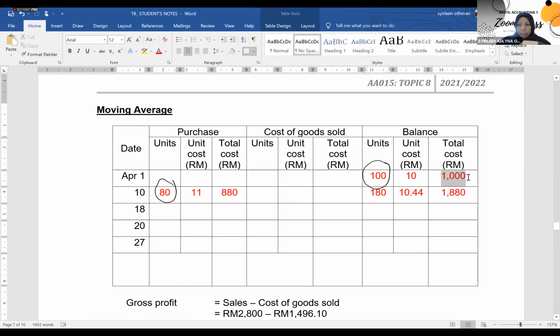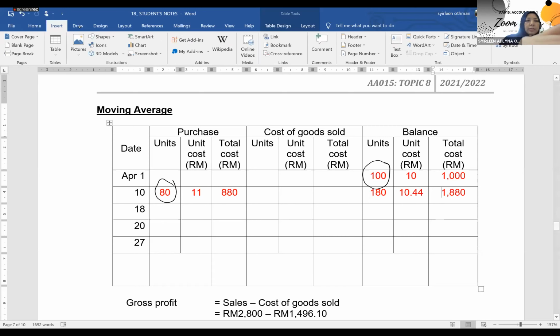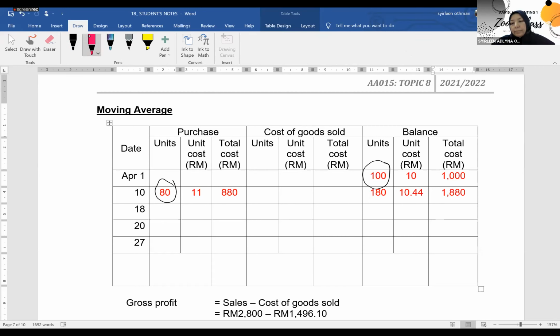1000 tambah 880. So this one is actually taken from the additional amount saja, bukan darab. So ini ialah 1000 plus 880. Kalau you darab, jawapan you akan lari ya. Dan bila lari dia akan salah sampai bawah lah. You kena faham ya. Kita tak darab, kita cuma campur tolak saja untuk amount balance.